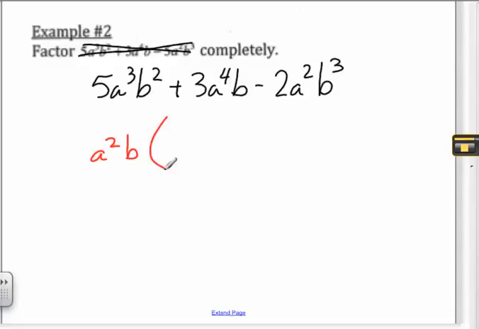Now I'm looking at 5ab. The next term is going to be plus 3a squared. Are we clear on that so far? Okay. And then the last one's going to be minus 2b squared. Okay. Chris, I did what you told me to do. I factored out the greatest monomial. Thank you. What's the next thing I'm going to do?